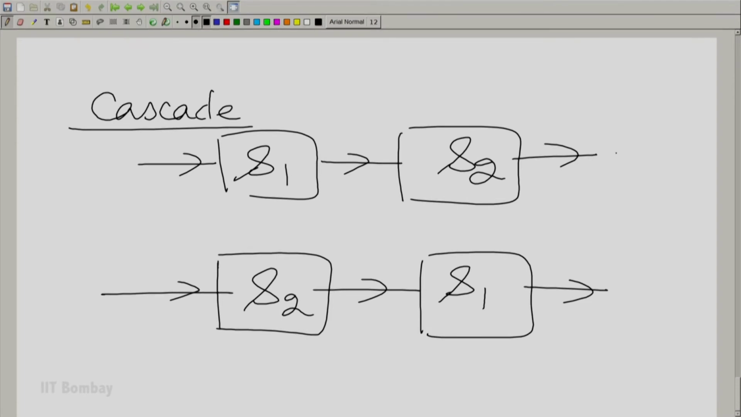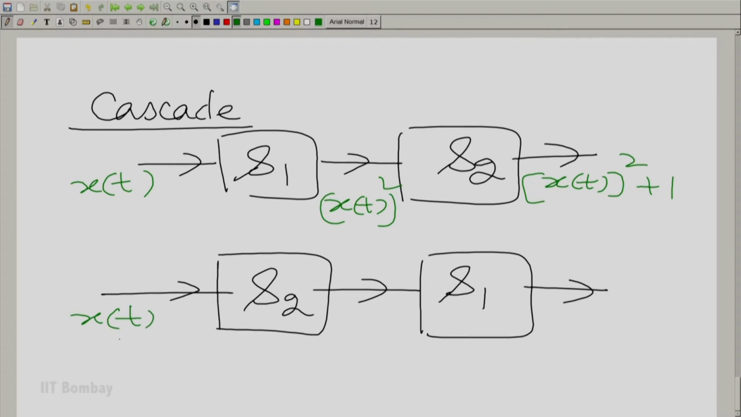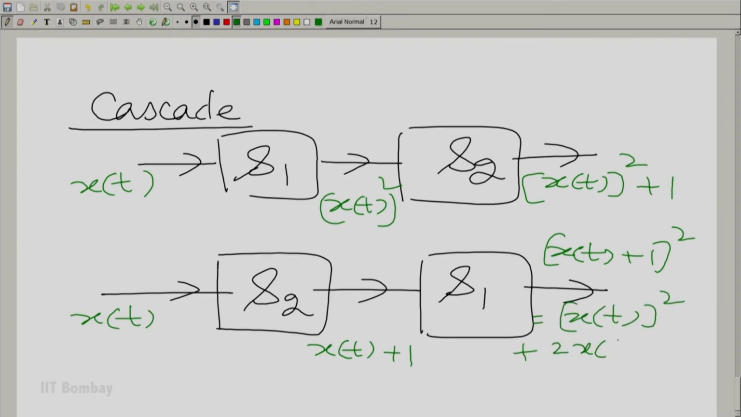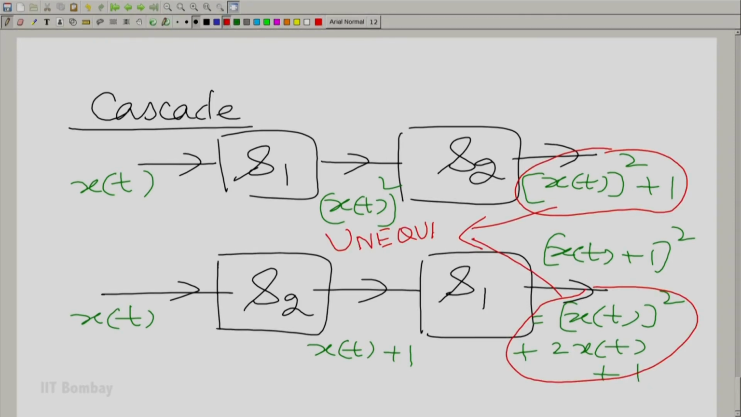Let me show by taking the continuous example as in point. Suppose I have x(t) being given here. S1 would essentially give me x(t) the whole squared, and S2 would essentially give me x(t) the whole squared plus 1. On the other hand, if I have x(t) here, S2 would first give me x(t) plus 1, and S1 would then give me (x(t) plus 1) the whole squared, which is x(t) the whole squared plus 2 times x(t) plus 1, and therefore these are not equal.